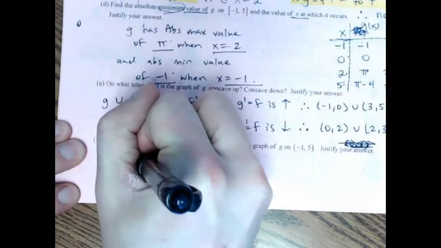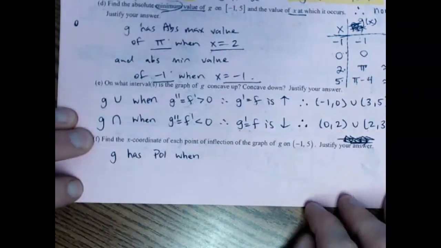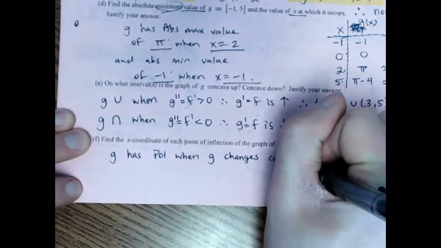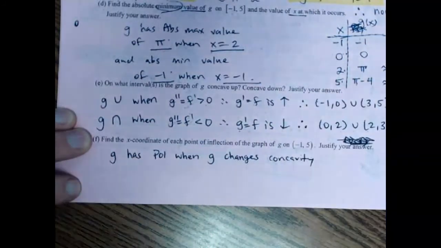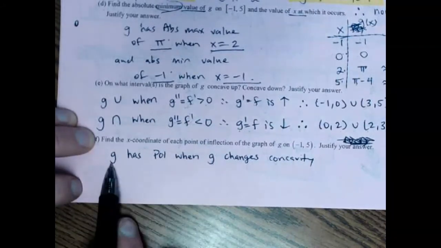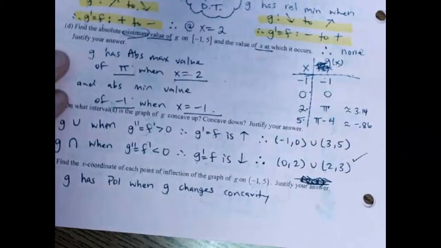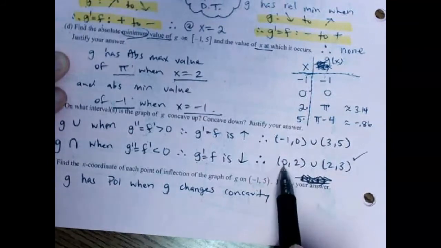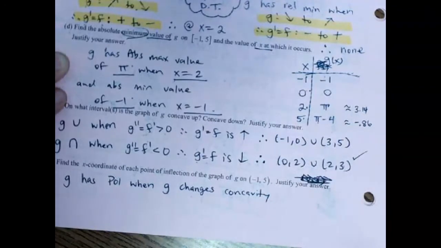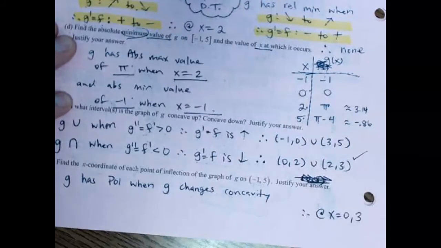G has a point of inflection when, there's a bunch of justifications you could give, but the basic one is that G changes concavity. Right? That's the definition of a point of inflection. Something has a point of inflection when that very same thing changes concavity. And look, we just did the concavity, so you can just take a look at where it changes. At 0, it changes, and then at 3, it changed back. So I know, therefore, x equals 0 and x equals 3. I know those are going to be the answers.